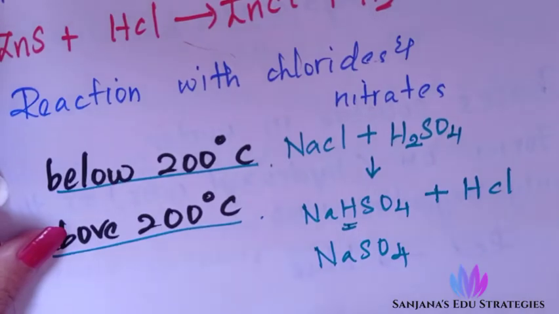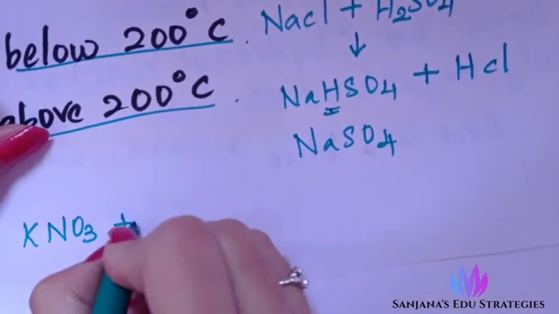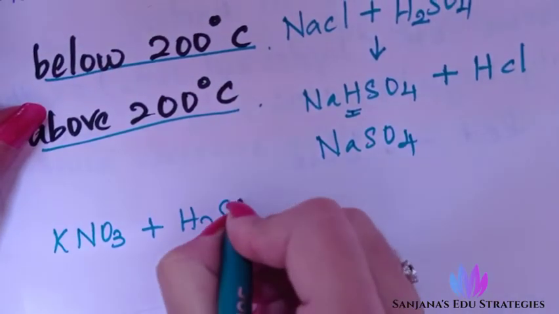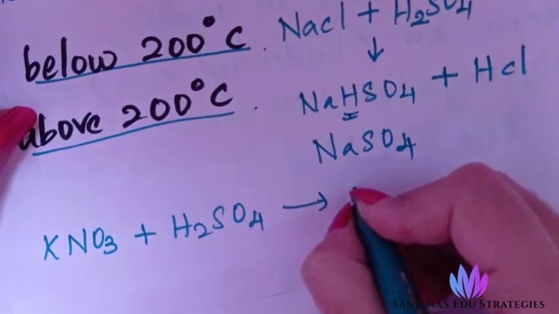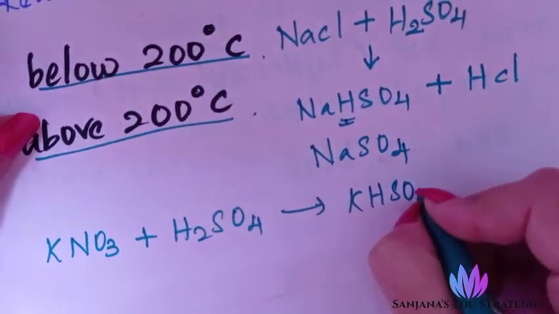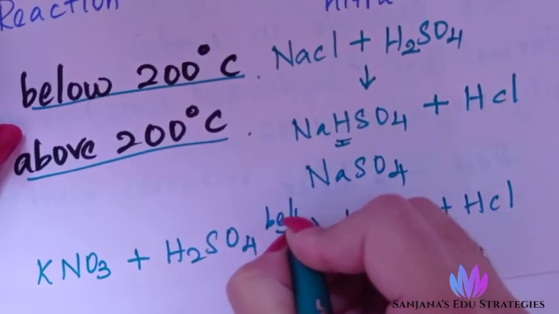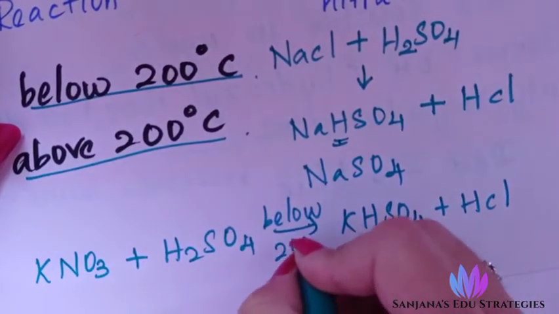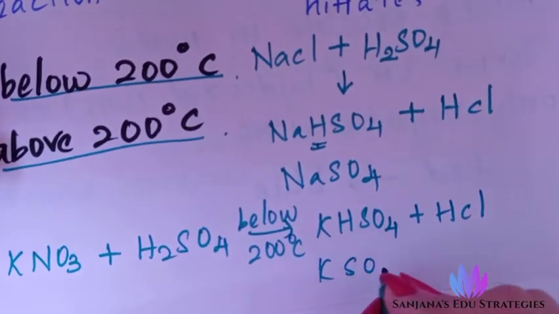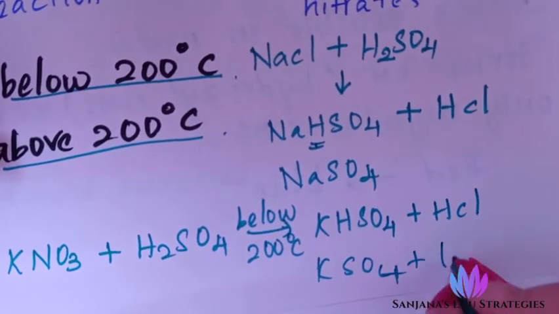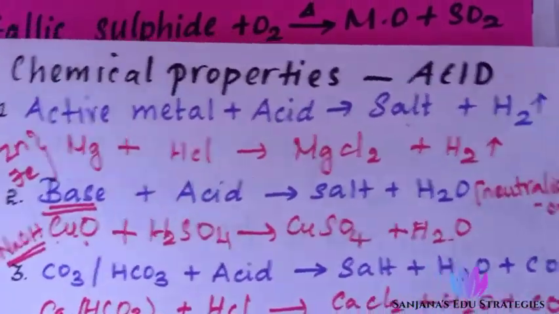Same thing is applicable for KNO3. KNO3 plus concentrated sulfuric acid H2SO4 gives acidic salt KHSO4 plus HCl below 200 degrees Celsius. Above 200 degrees Celsius, it gives a normal salt plus HCl. That's all about the chemical properties of acid.